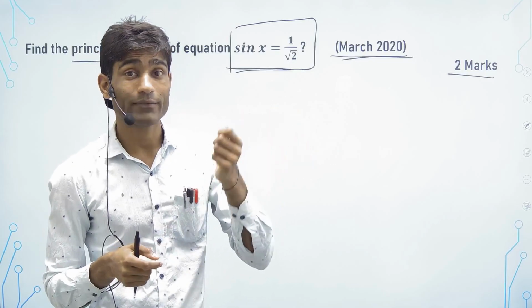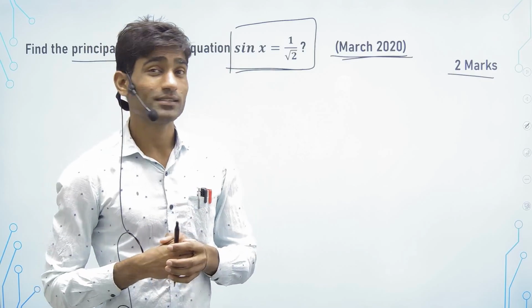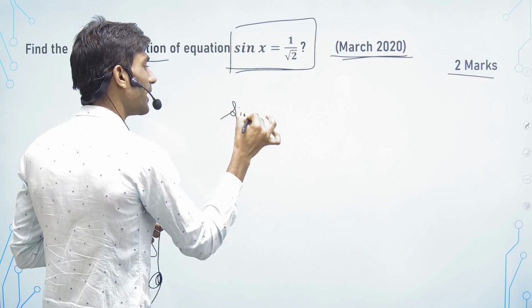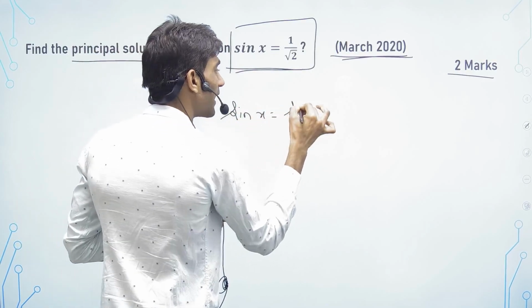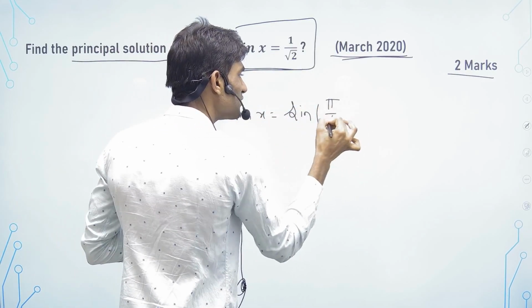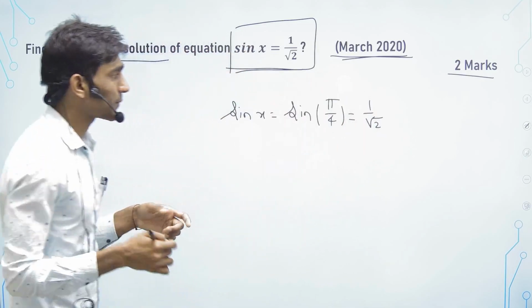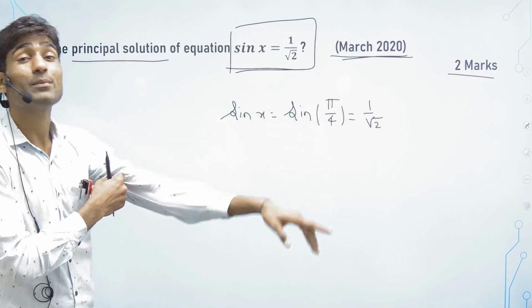Pi by 4 means 45 degrees, and sin 45 gives us 1 by root 2. That means sin x can be written as sine of pi by 4, which has the value 1 by root 2. So we got the first theta as pi by 4.